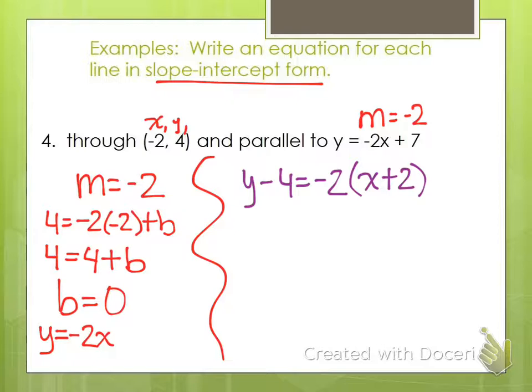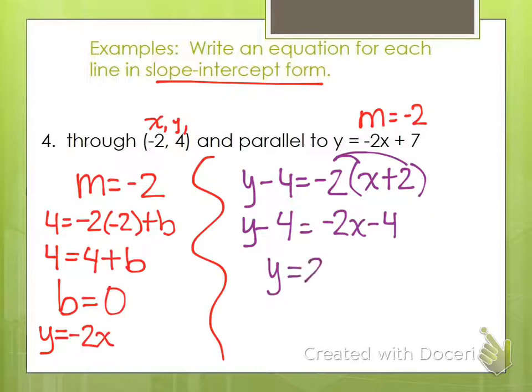All right, but we're not done because this is point slope form and we want slope intercept form. So the first thing we have to do now is distribute that negative 2. So we have y minus 4 equals negative 2x minus 4. And then to get y all alone, we add 4 to both sides. So y equals negative 2x plus 0. Either way, we get the same answer. So you can pick which way you prefer to do it, as long as you're paying attention to the directions for what your final answer should be in.